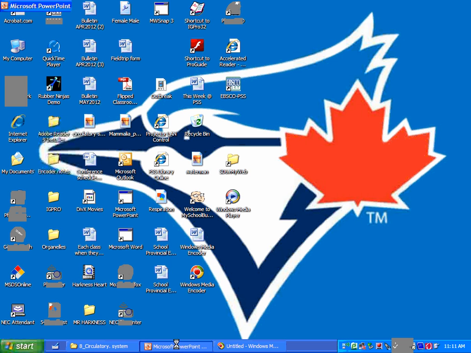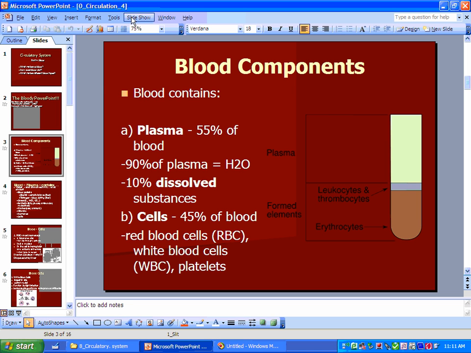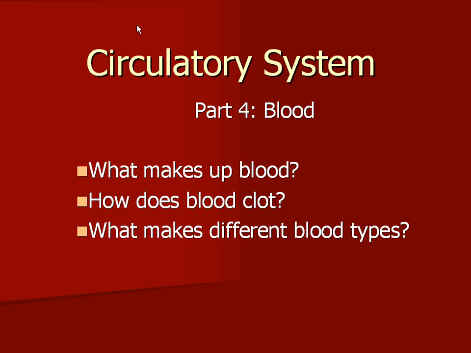All right, ladies and gentlemen, welcome back. We're looking at part 4, which is all about blood. So the three things that we're going to be looking at today are what makes up blood, the components, how does blood clot, and then what makes the different blood types.